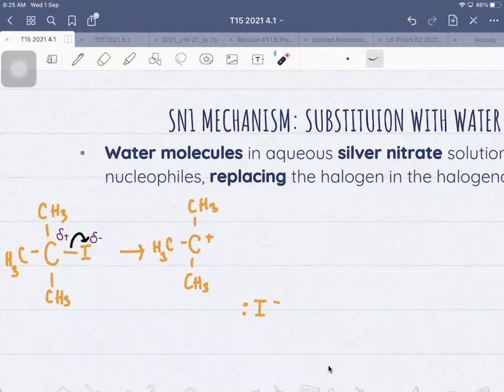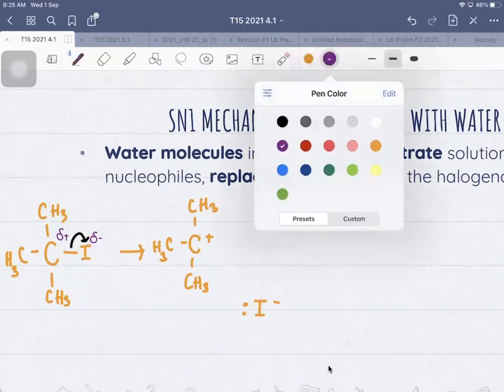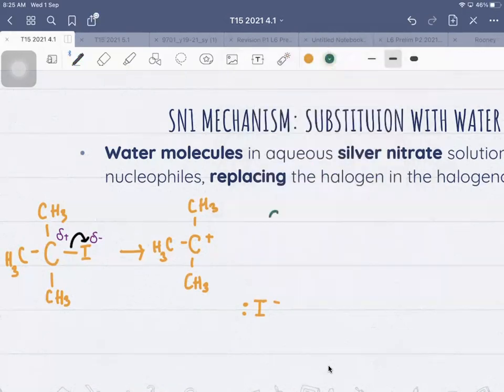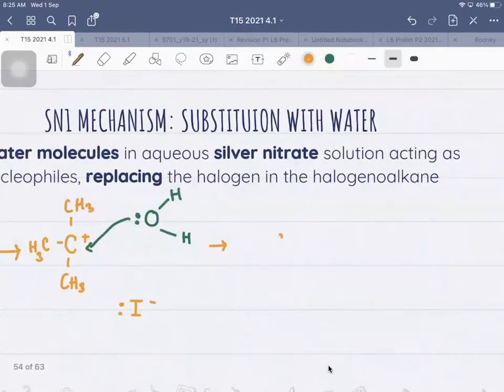Okay, then this is the second part where your nucleophile will come in to attack. Sorry, not electrophile, nucleophile. Your nucleophile is the water, and the lone pair comes from the oxygen. So the lone pair is donated to the positive carbon, and then you form a new bond, which is a C-O bond.